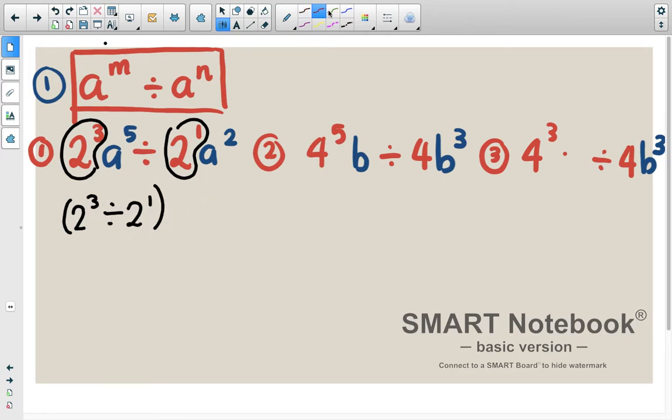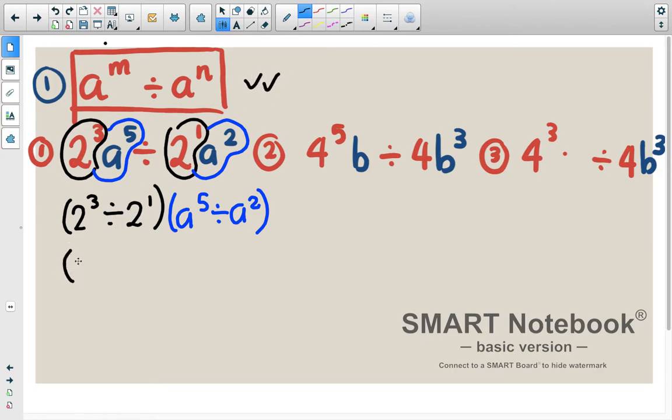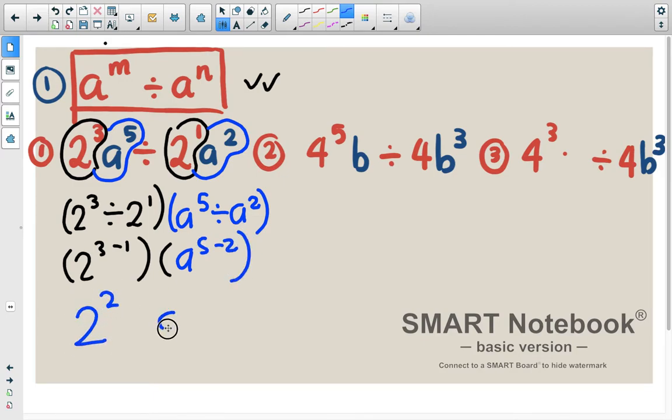Okay. And then we also might want to do this. A^5 and then A^2. Hubungan antara mereka adalah darab juga. So A^5 bahagi A^2. Okay. So if we do that, kita dah boleh follow this rule right here. So 2^(3-1). And then kita ada A^(5-2). So what we have is 2^2 A^3. And then lastly kita ada 4A^3. And that will be your final answer.